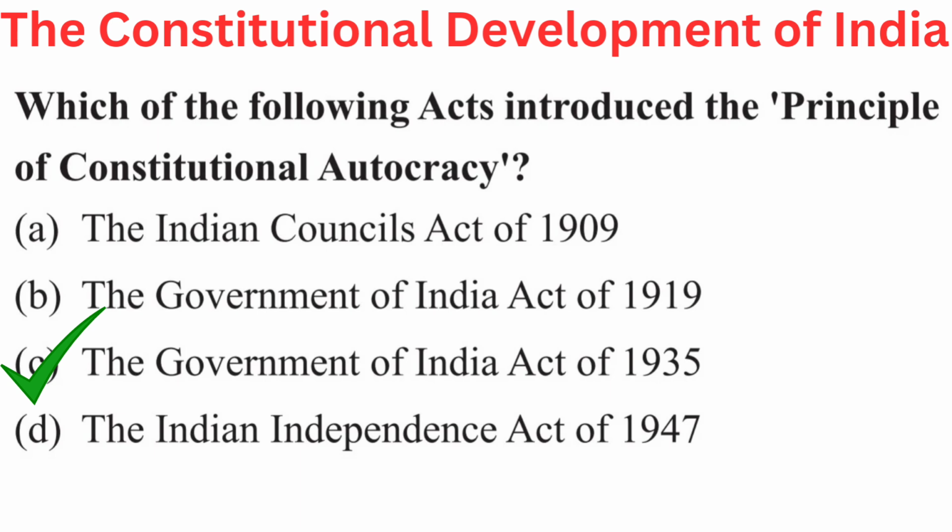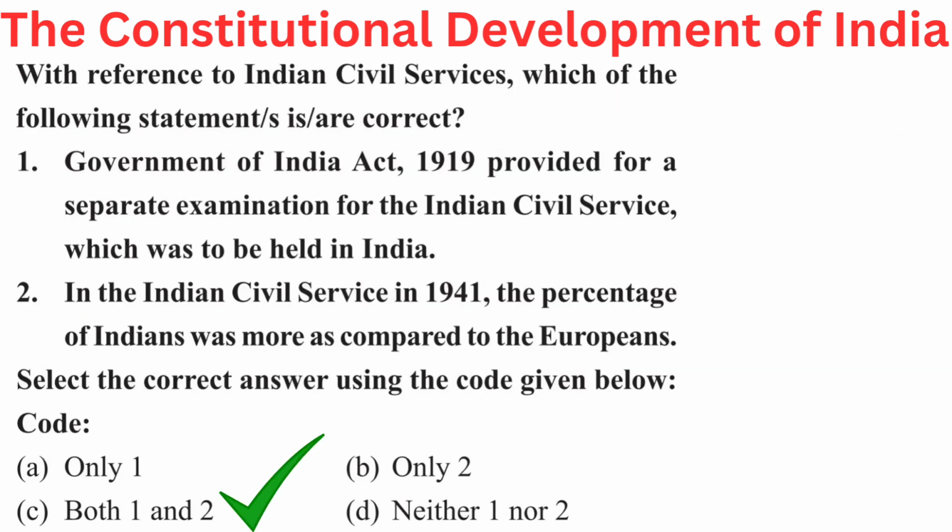Your options are A. The Indian Councils Act of 1909, B. The Government of India Act of 1919, C. The Government of India Act of 1935, or D. The Indian Independence Act of 1947. Right answer is C. The Government of India Act of 1935. Your question is with reference to Indian civil services, which of the following statement or statements is or are correct?